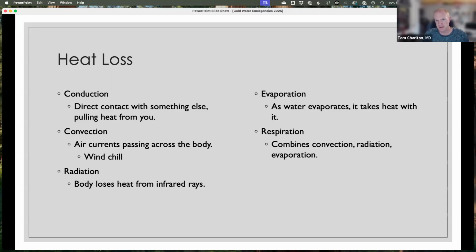And then respirations. There's not a whole lot that we can do for respiratory heat loss, but it does combine convection, radiation, and evaporation. It's why when you inhale, you don't see any gas, but when you exhale in the winter, you will see the vapor cloud, etc. And that's unfortunately just taking heat out of your body.